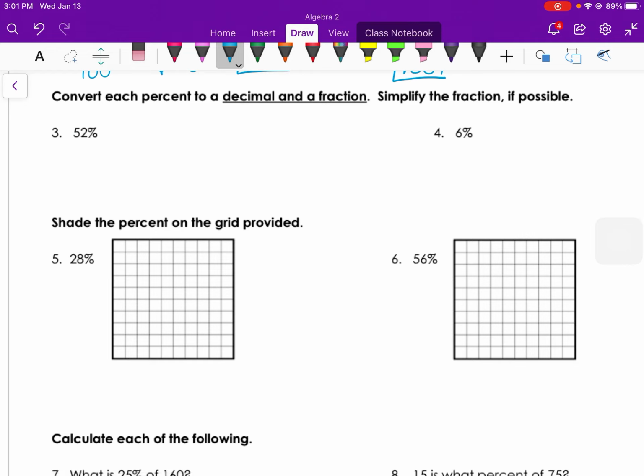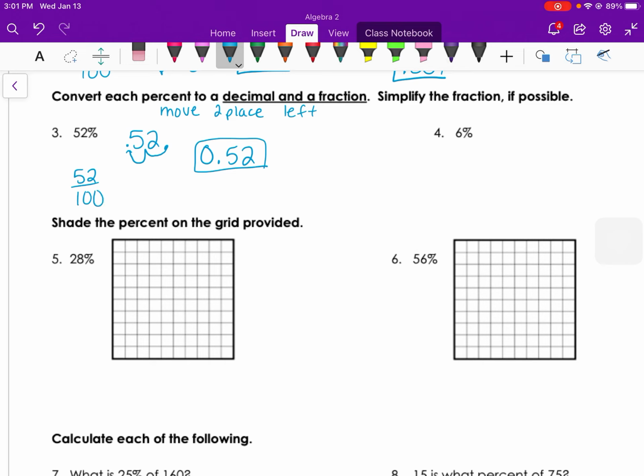Okay, so if you want to move from a percent to a decimal, we move the decimal 2 places to the left instead. At 52%, we have to remember that the decimal point is behind the 52. And then you move it 2 to the left, which puts it right in front of the 5. So this would be 0.52 as a decimal. 52% then would be 52 out of 100.